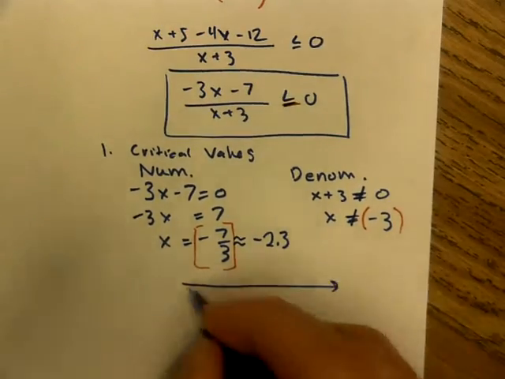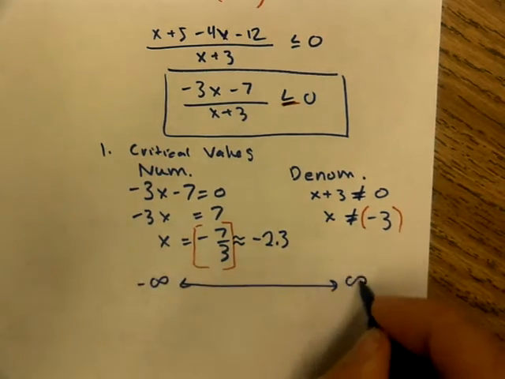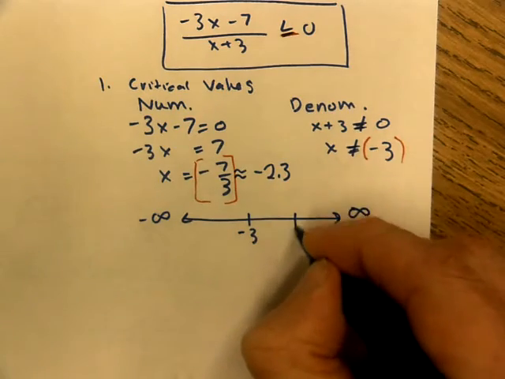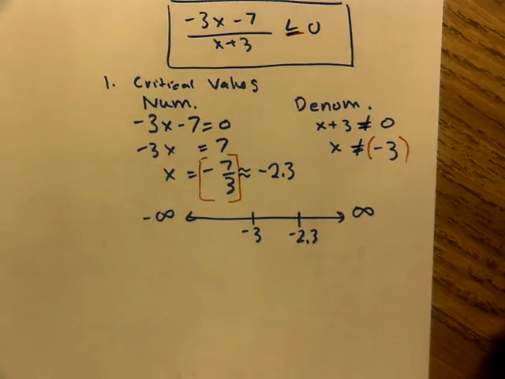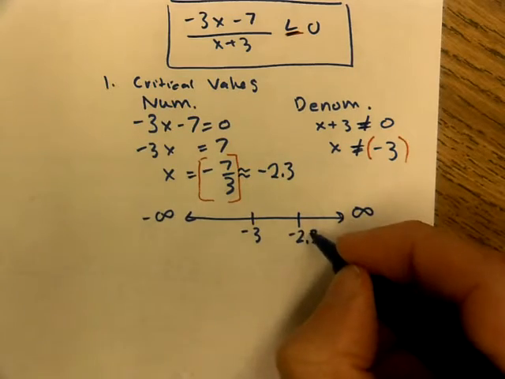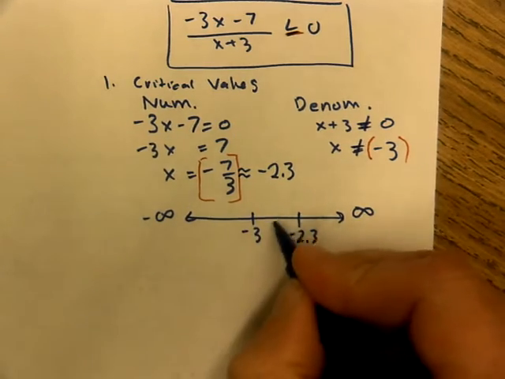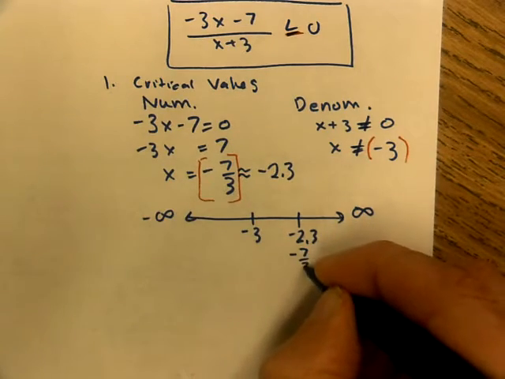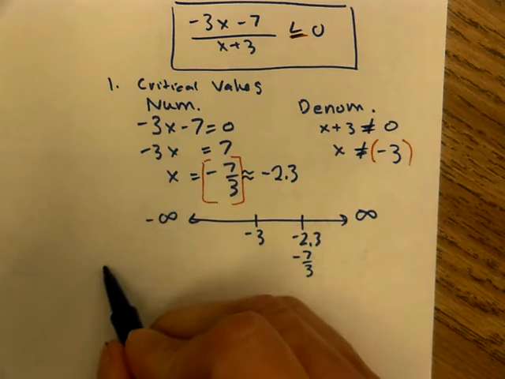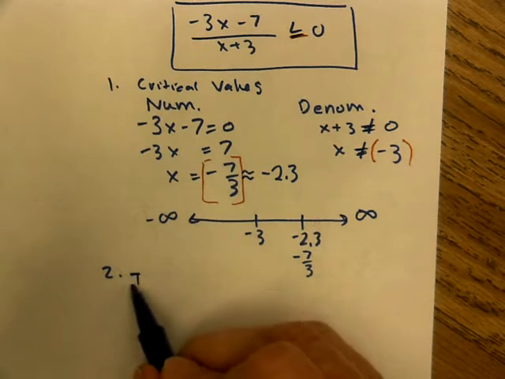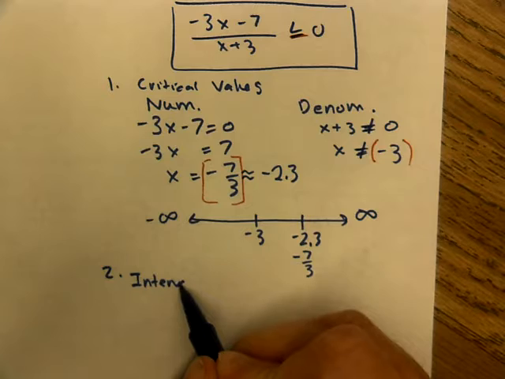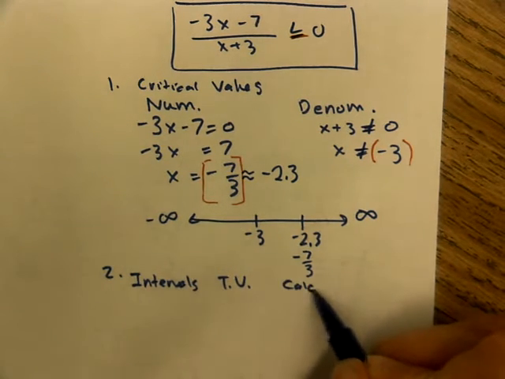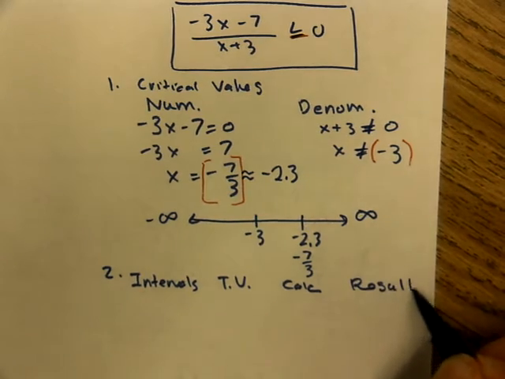So here's my number line. Organizing our information from smallest to biggest, -3 is the smaller number. -2.3 is the bigger of those two. Again, that's the decimal value just so I can figure out what test values to pick in between each interval. This number is really -7/3. So now that I set up my intervals, I'm going to make my table. So here's my column for intervals, my test value, let's see, my calculation, and then my results.